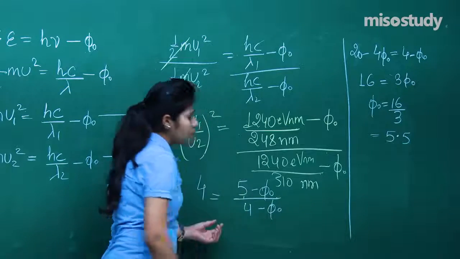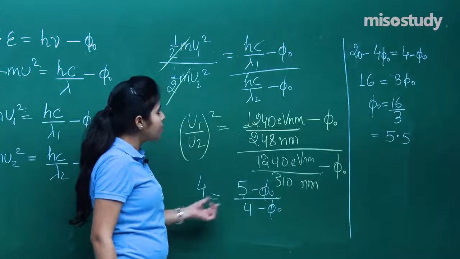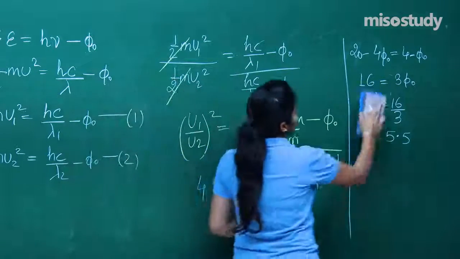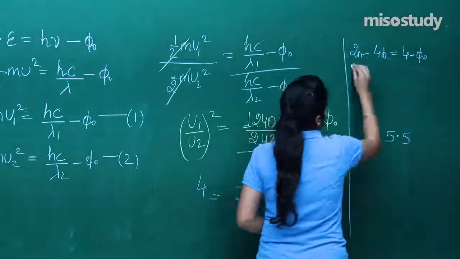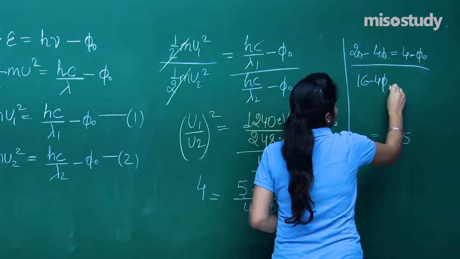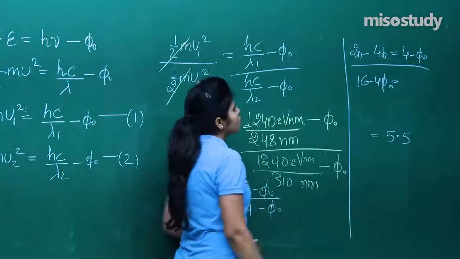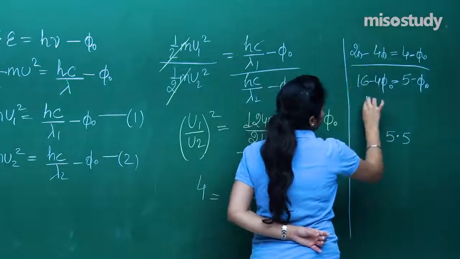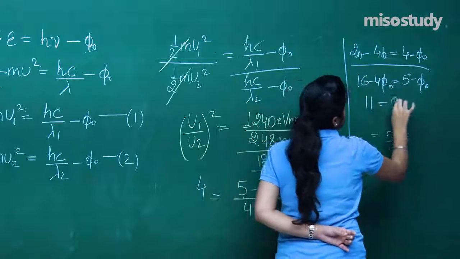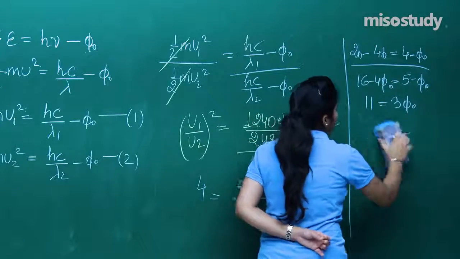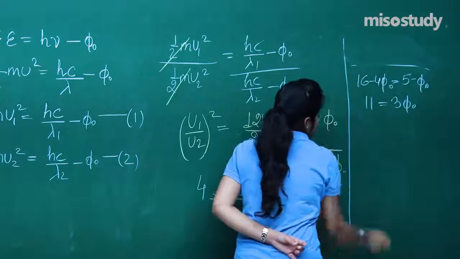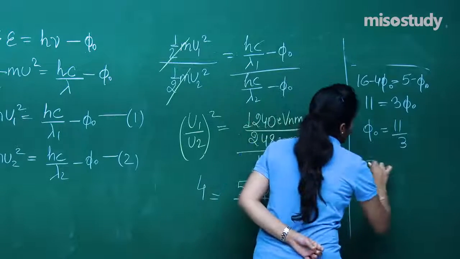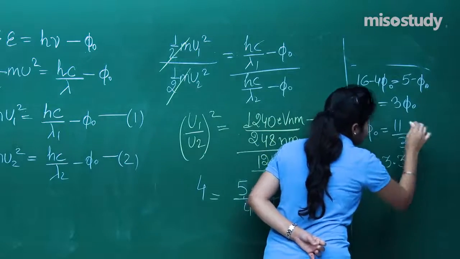So 5 and 4, and now your relation will be 16 minus 4 phi naught equals 5 minus phi naught. Let me do it again for you. 16 minus 4 phi naught equals 5 minus phi naught, and then you will have 16 minus 5 as 11 equals 4 minus 1, that is 3 phi naught. So now your value will be 11 by 3, which means approximately 3.3 something.